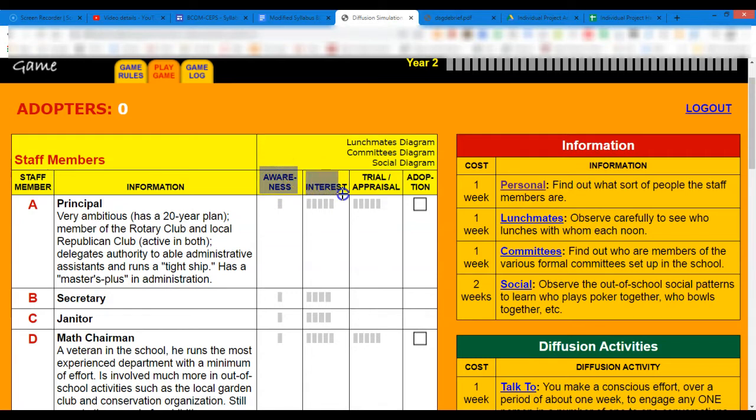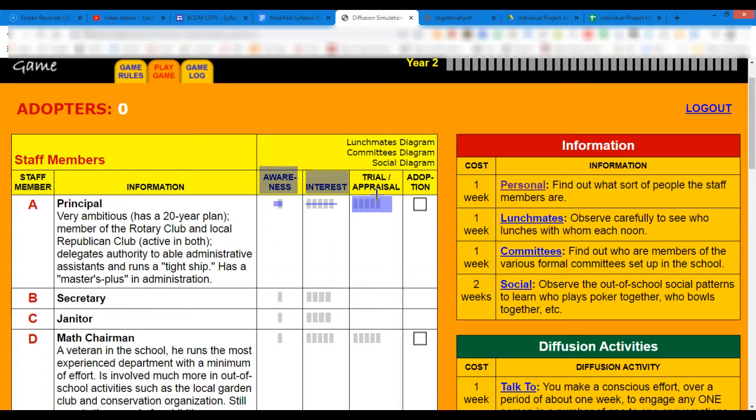So you need to increase awareness. Now this will be highlighted. Then the interest will go up here. Once he has full interest, then he might ask for a trial. Now this actually is a reflection of Everett Rogers' attributes of innovation.